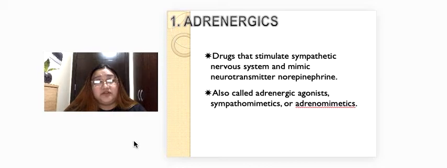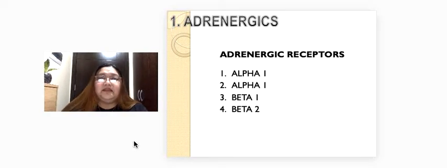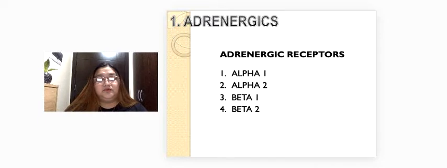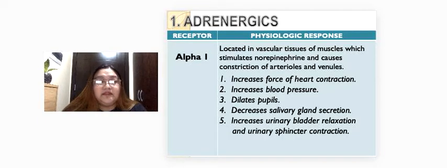Let's now begin with the adrenergic drugs. So, they mimic the sympathetic nervous system neurotransmitter, norepi. Adrenergic agonists, sympathomimetics, or adrenomimetics. Okay? There are four receptors: alpha 1, alpha 2, beta 1, and beta 2. Okay? Now, let's first deal with alpha 1.